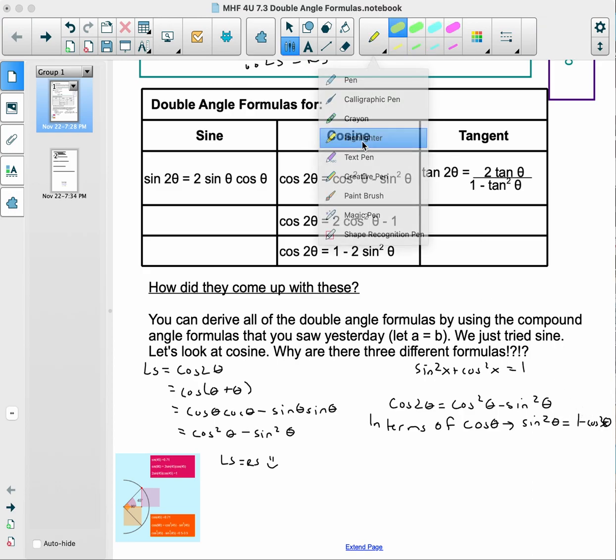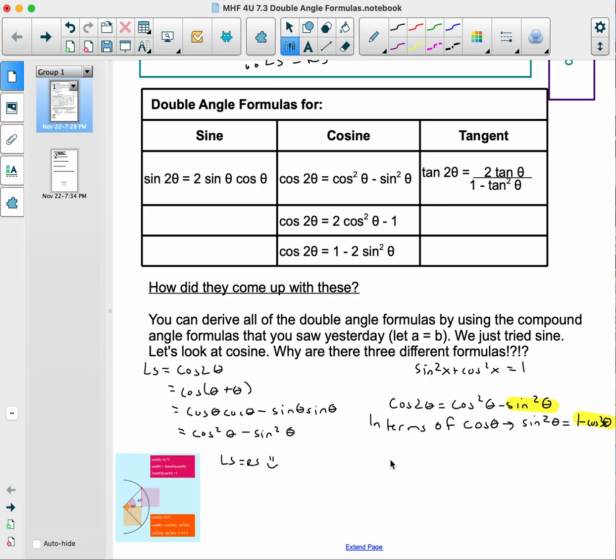So I'll use a little highlighter. So I can take this and replace sine squared with that, right? So then I would have cos 2 theta equals cos squared theta minus (1 minus cos squared theta).